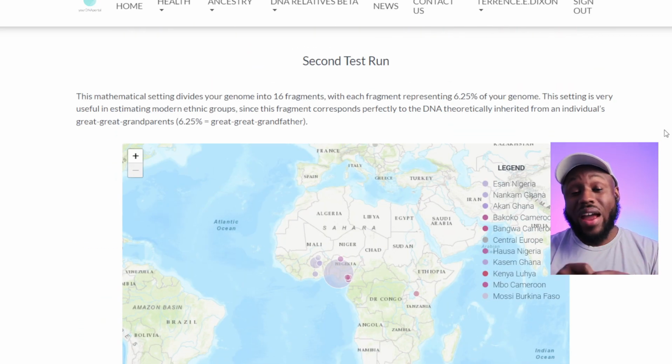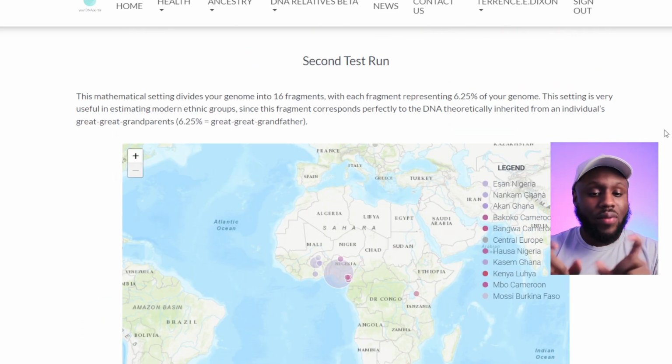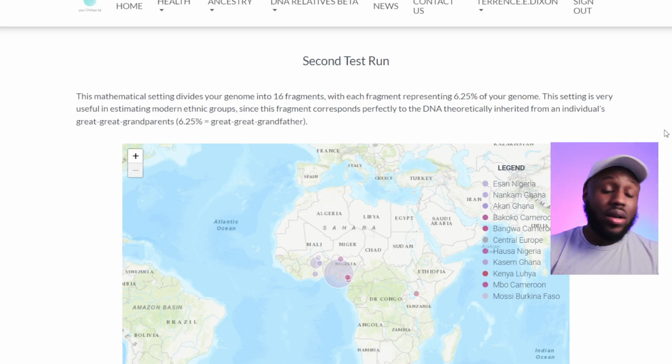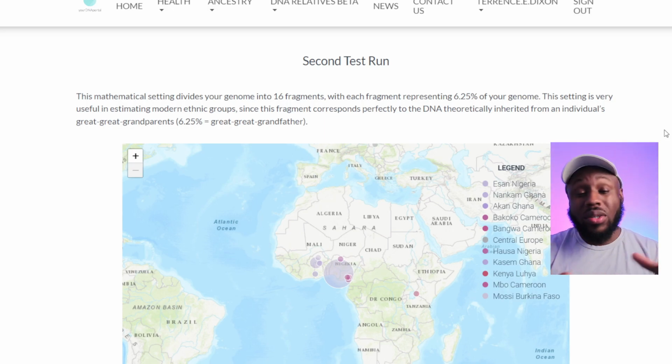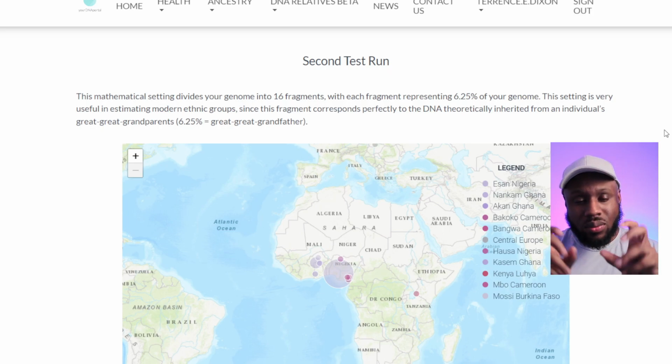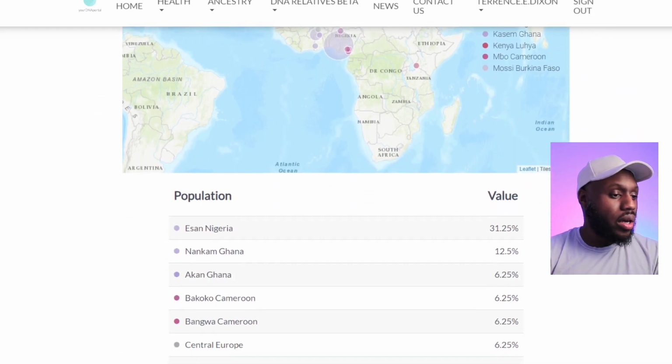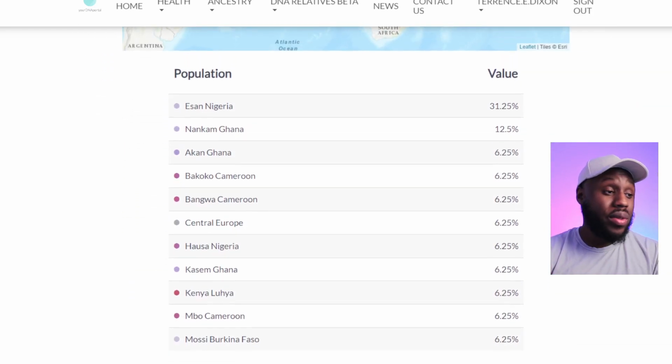We have fewer fragments being broken down, so these fragments are larger, and this affects how they match in the database. So the second run, we're breaking down into 16 fragments, and it represents 6.25% of our genome. And if you consider 6.25%, it equates to what's inherited from a great-great-grandparent. Okay, so let's take a look at what the matches are when that happens.